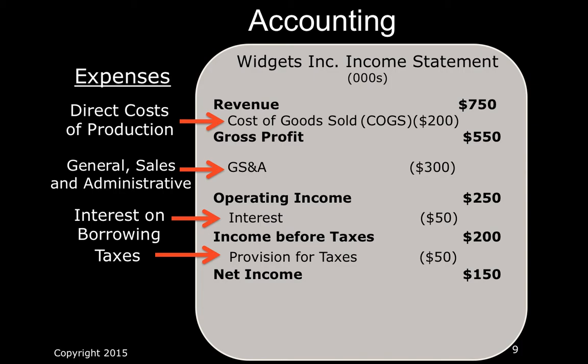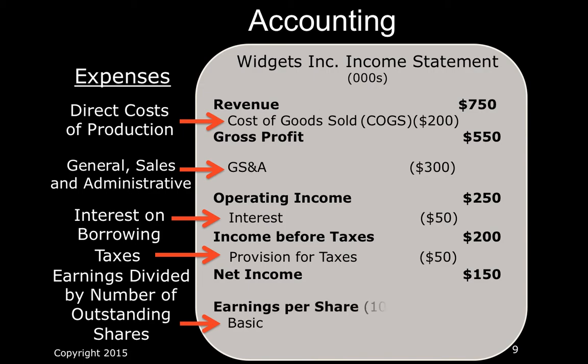The income statement often shows net income per share, or earnings per share. Earnings per share is a commonly reported performance measure. Basic earnings per share shows earnings per share for all currently outstanding shares. This company has 100 outstanding shares and $150 in earnings, which means that its earnings per share is $1.50.